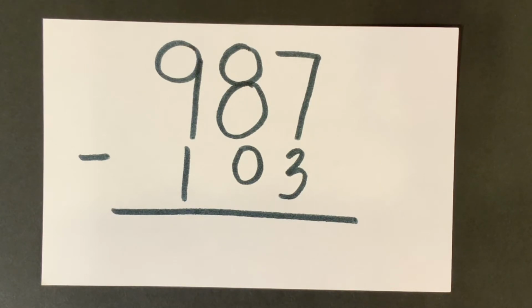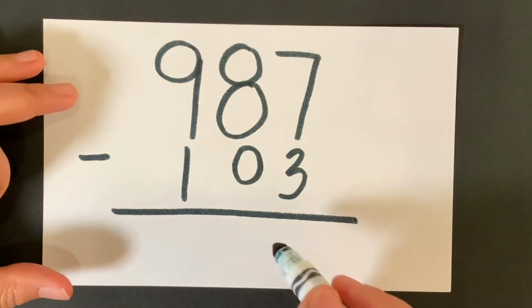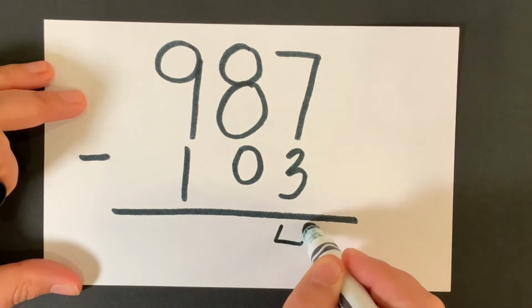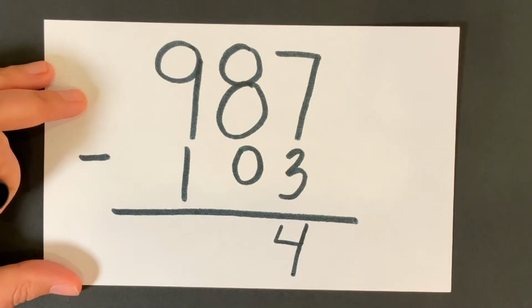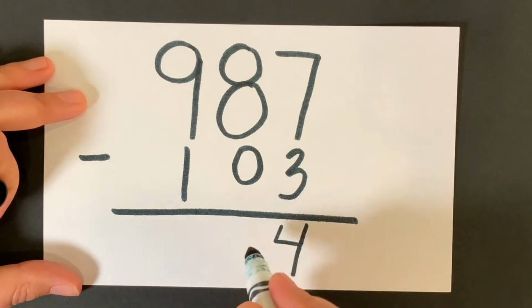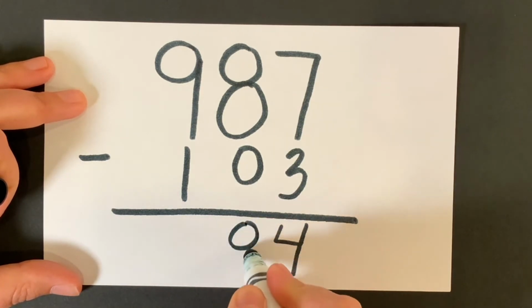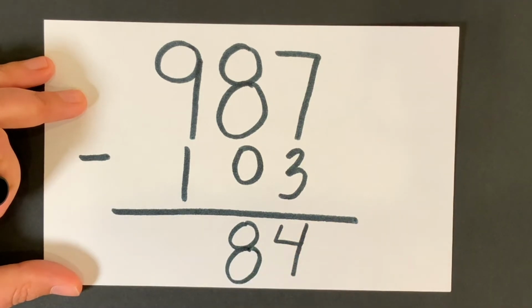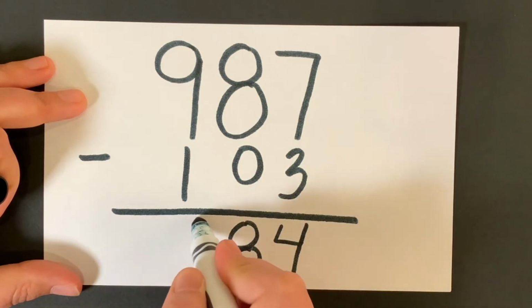7 take away 3 in the ones place is 4. Good. What is 8 minus 0? 8 subtracting 0 is still 8. And in the hundreds place, what is 9 minus 1? 8.